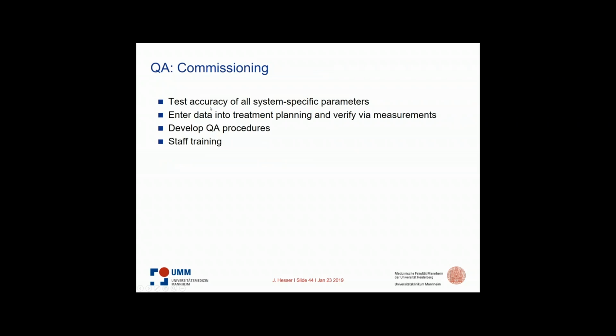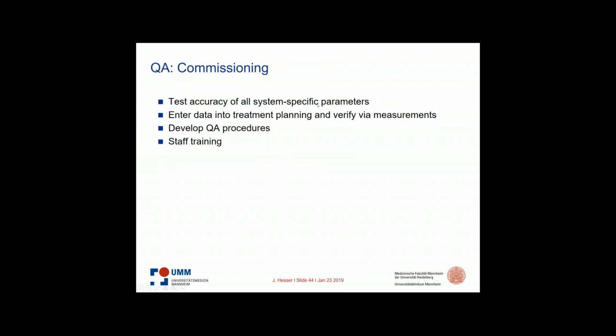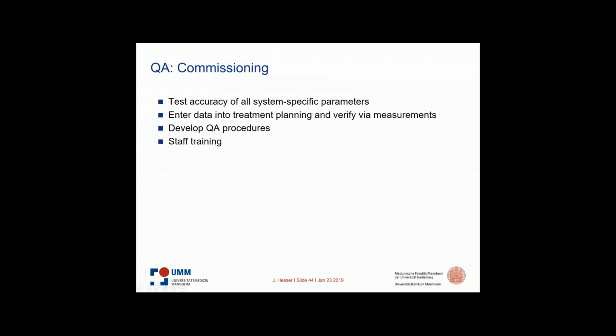Commissioning detects the accuracy here. Acceptance specification, commissioning, accuracy of the system-specific parameters. It's different. So we measure that it fulfills the safety requirements, that is acceptance testing. To measure a certain dose rate is commissioning. So we enter data into, in this case, a treatment planning program. Just take a phantom, we just make a plan and verify this plan by measurements.